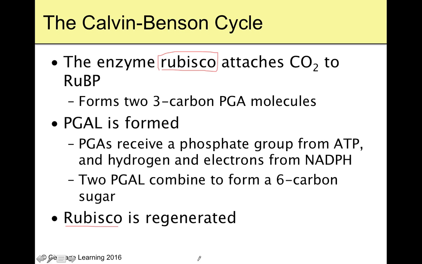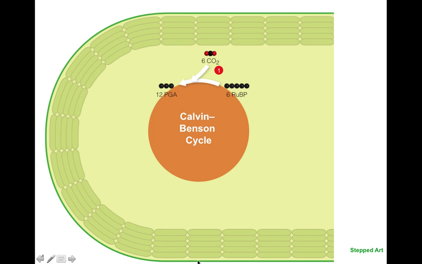It is very expensive. It costs a lot of ATP. It costs a lot of NADPH to make glucose, but it's worth the cost because glucose is energy storage, and glucose is the building block for cellulose, which is cell walls. Glucose is absolutely essential. So it's worth the cost, but do know that the cycle is expensive.